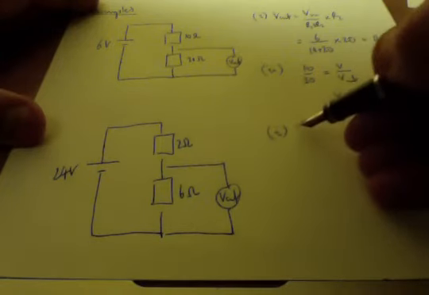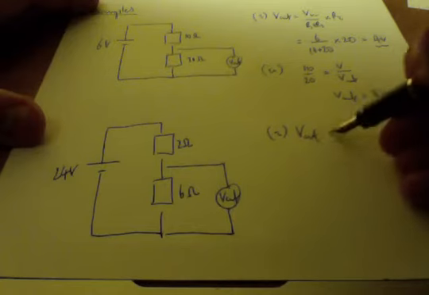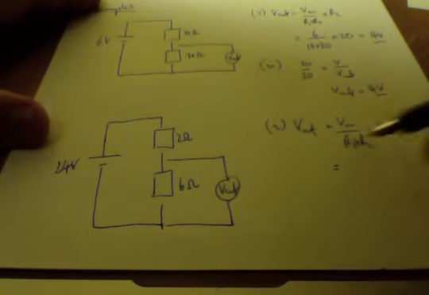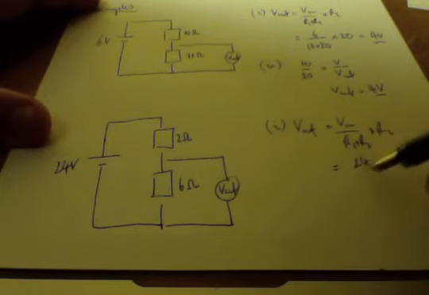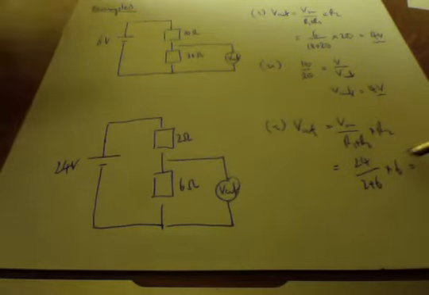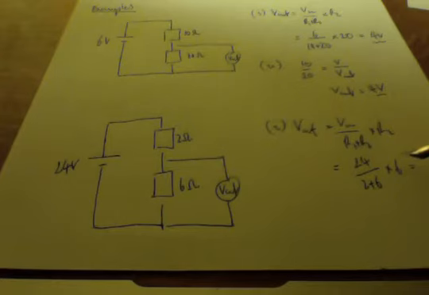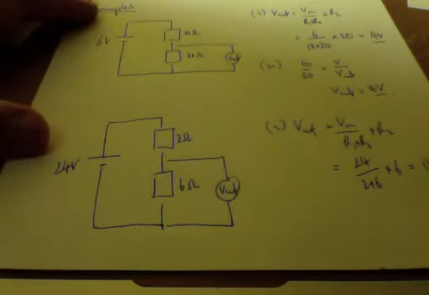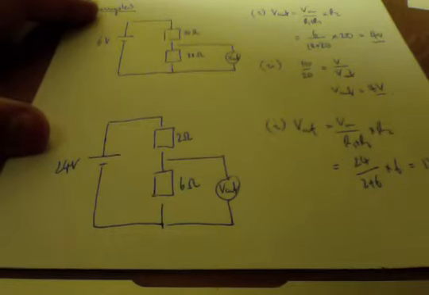Right, algebraically, V out equals V in over R1 plus R2 times R2, which gives us 24 over 2 plus 6 times 6, so that's 8. That's 6 over 8, which gives us 3 over 4, which gives us 18 volts, I believe. Yeah.